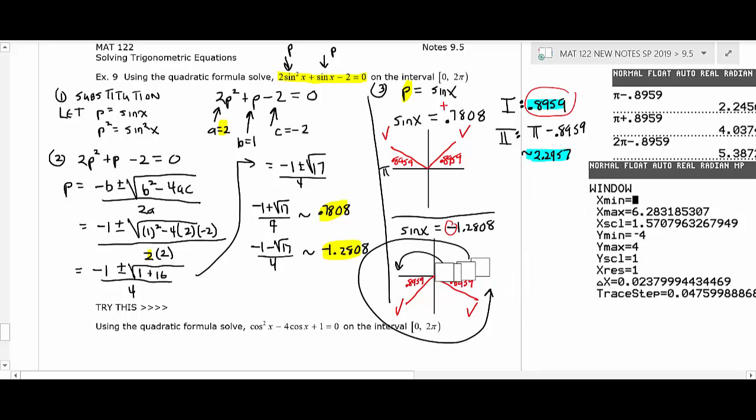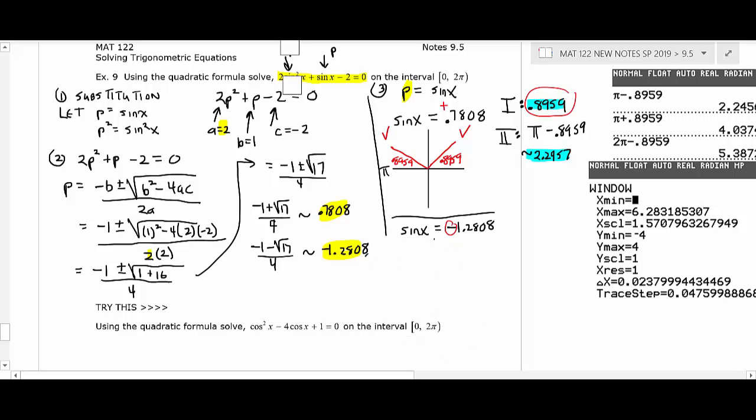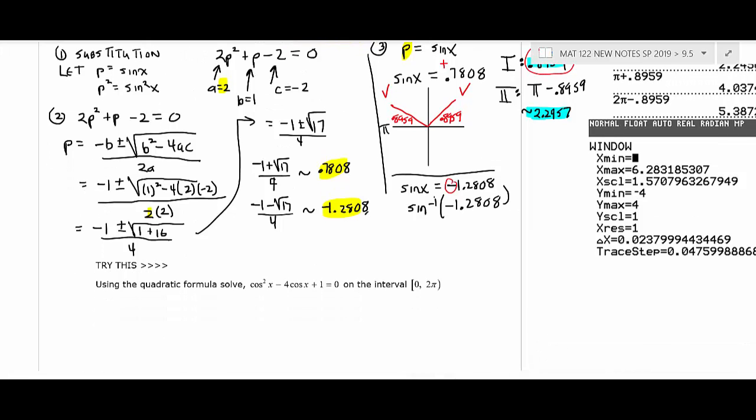Okay, so I'm going to erase this right here and then show you what happens here. What I forgot to do, and I wasn't even paying attention to this, is I need to do the inverse sine of negative 1.2808, and you're going to get an error on that.